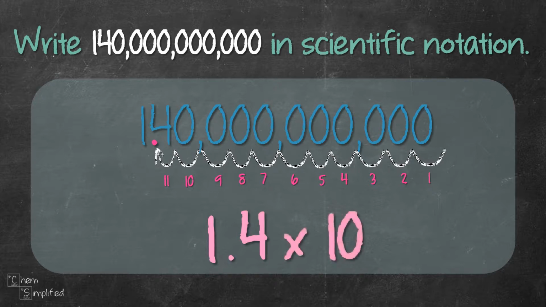1.4 times 10 to the power of 11. It's 11 because we move 11 steps, and it's positive because we move to the left. The exponent is positive when the number is greater than 1. In this case, 140 followed by 9 more zeros is definitely greater than 1.